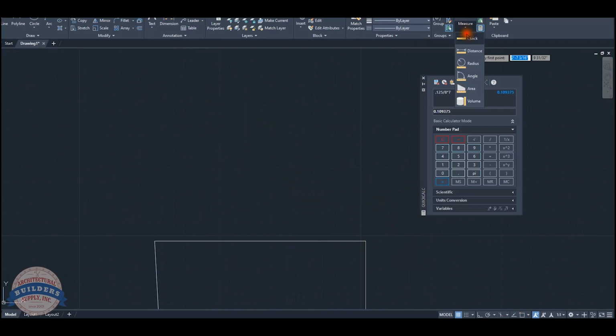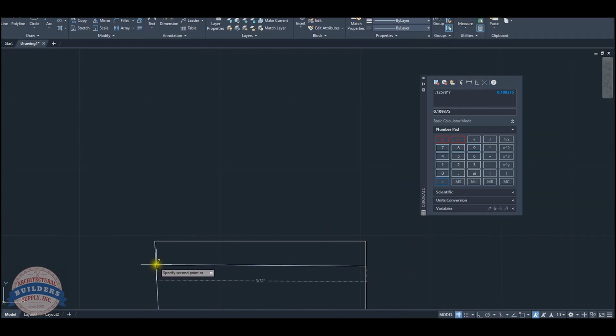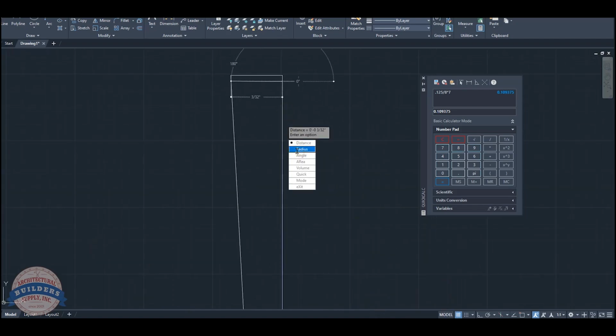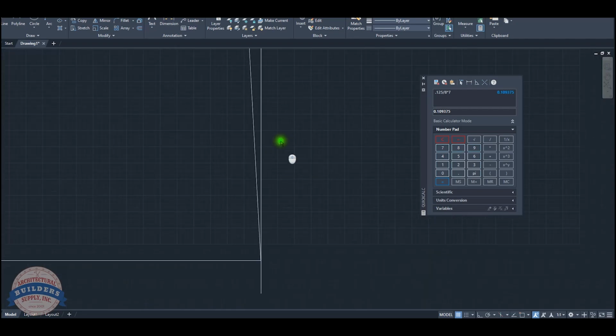Distance from here over to here. Yeah, it's 3/32 of an inch. So the entire problem was that 1/8 in 2 was giving us a 4 degree angle. But when we know that the angle is 3 degree, which is what we know it to be, we get a little different result.